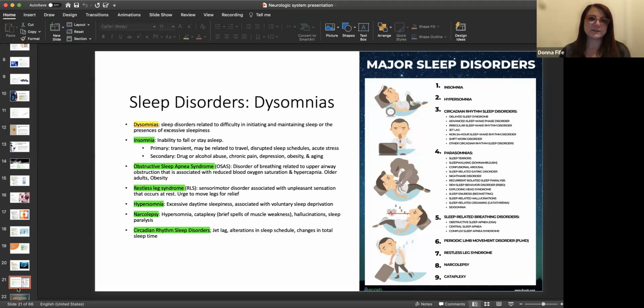Hypersomnia, there's excessive daytime sleepiness, and it's associated with voluntary sleep deprivation. Narcolepsy or hypersomnia, cataplexy, there are brief spells of muscle weakness, and the person can have hallucinations and sleep paralysis. And circadian rhythm sleep disorders such as jet lag, going from one extreme to a much different time zone, can cause us difficulty getting into that circadian rhythm again. There are alterations in sleep schedule and changes in total sleep time.